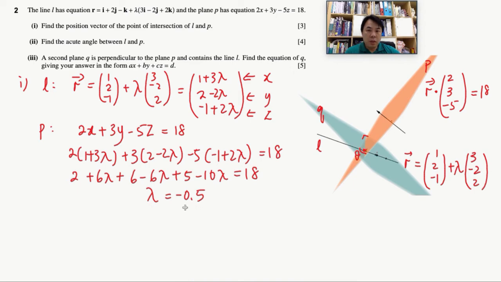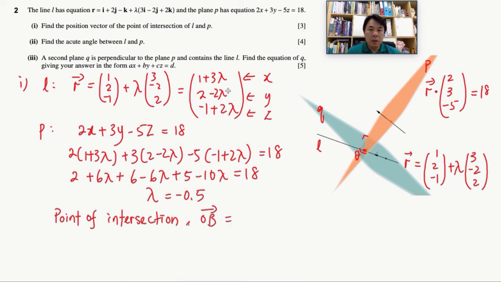And then knowing that the lambda is negative 0.5, we should be able to figure out the point of intersection between the line and the plane. Therefore, the position vector of the point of intersection is given by, let's call that point B. Point B will be given as, all we need to do is just substitute this one back here.